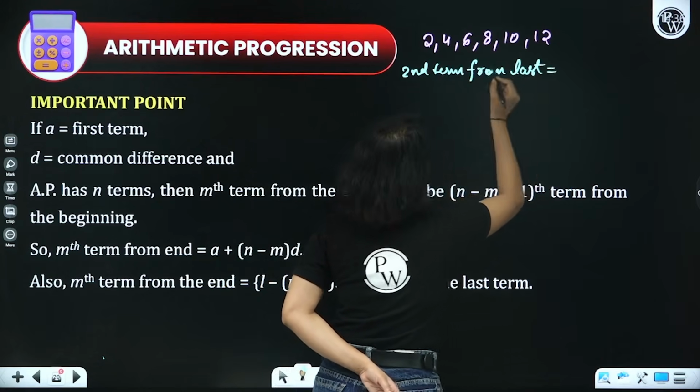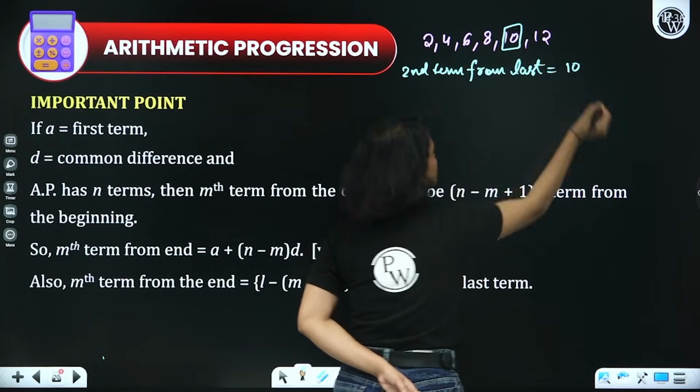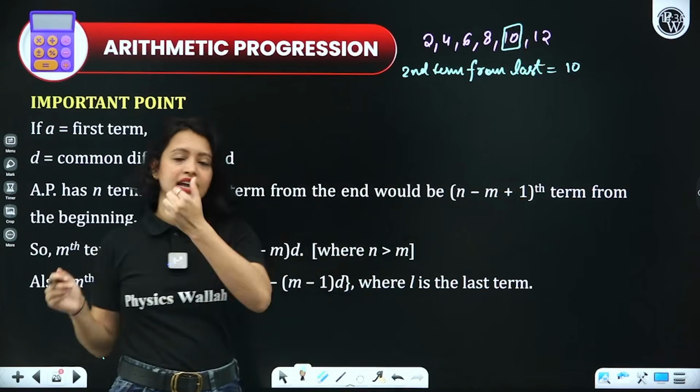What is the second term from last? It's very easy to see that it is 10. It's very clear to see, right? Okay. Now let's figure out the relationship.